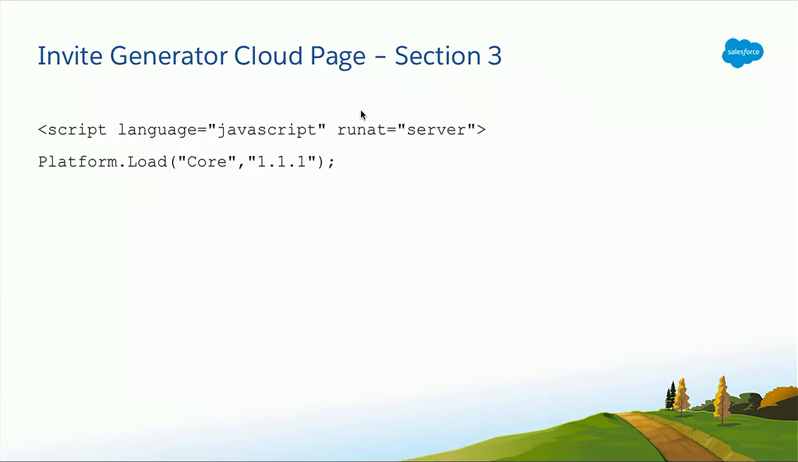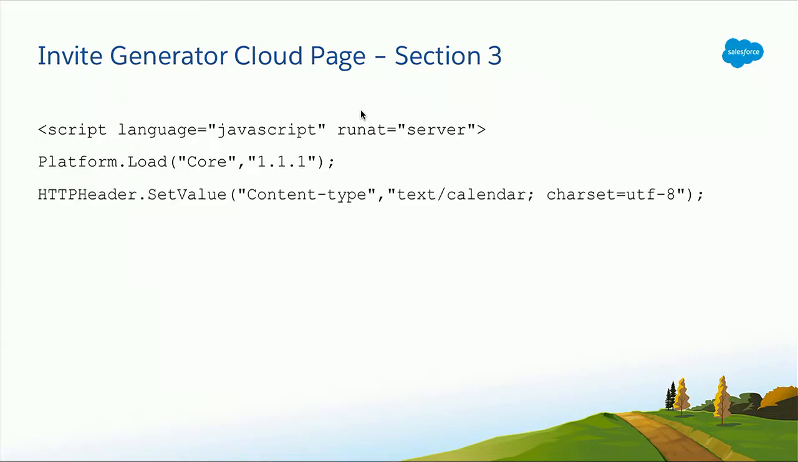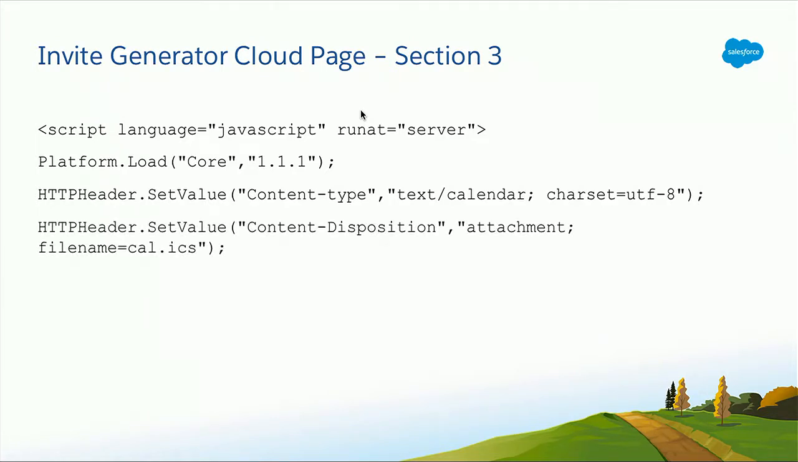And so the next thing that we're going to do is use HTTPHeader.SetValue. And this is going to tell the browser, we're setting the content type of this page to be calendar information. And then next, we're going to use this same function to tell the cloud page, well, hey, once we've output all of this calendar information, I want you to open up a download dialog and save this file as cal.ics. And that's just an example. You can save this as whatever you want.